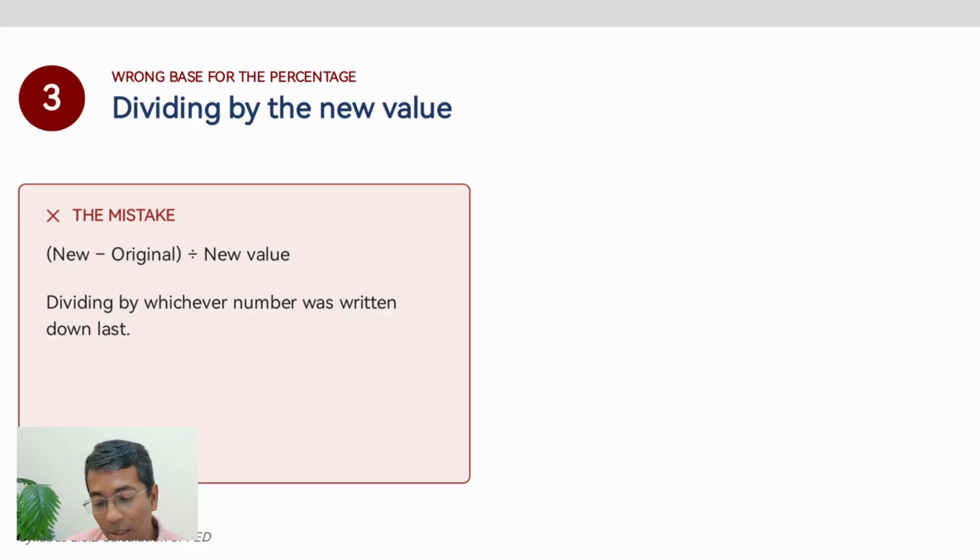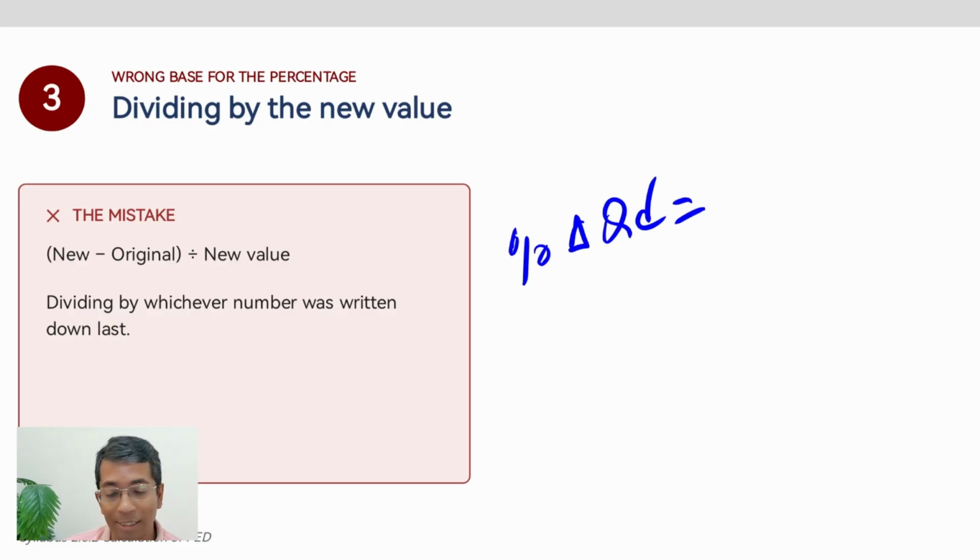And this could be dividing by the new value. Now this is very important. How do you get the percentage change in quantity demanded? That is the question here. And so what is the solution? Here you see the problem is the new value. No, we try to get it by the original value. So how much it has changed in percentage from the original value.